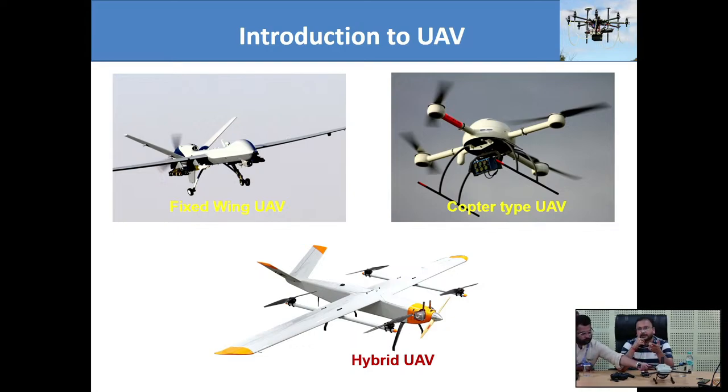So the third one, what you are seeing at the bottom, that is a hybrid model, a combination of both fixed wing and copter. Here you see it can fly like a fixed wing, but take off and landing it can do like a copter. This is very useful in our applications like our hill estates. You can take off from any place and cover big areas, 4-5 square kilometers in a go. So these are some advantages and disadvantages. If you have any clarification on this, otherwise we'll move on.